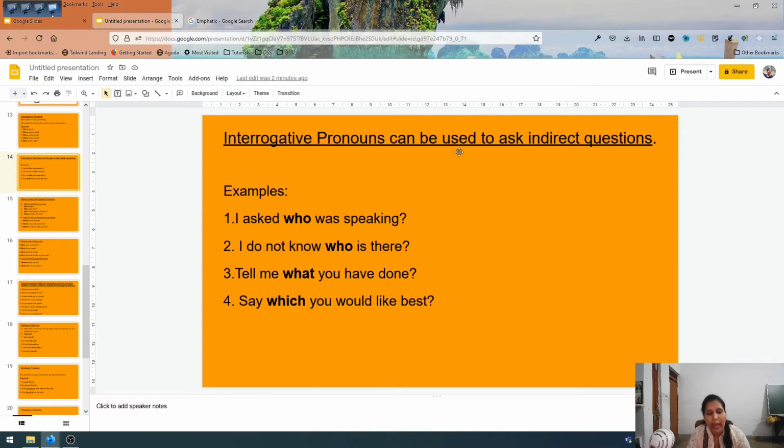If we would have used these pronouns like who, what, which in the beginning of the sentence, so we would have created a direct interrogative question. Yes, it would have been a direct interrogative pronoun. But as we are using it in between the sentence, these are interrogative pronouns, but these are indirect questions. Yes.